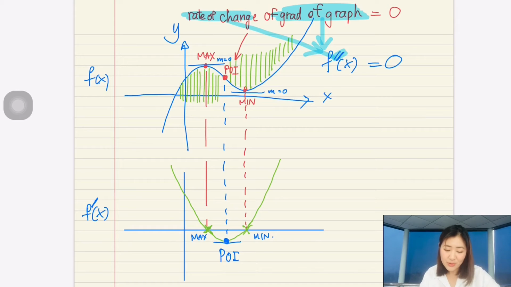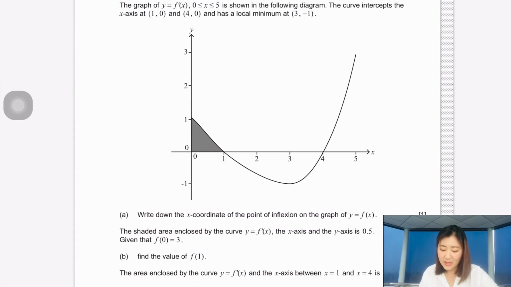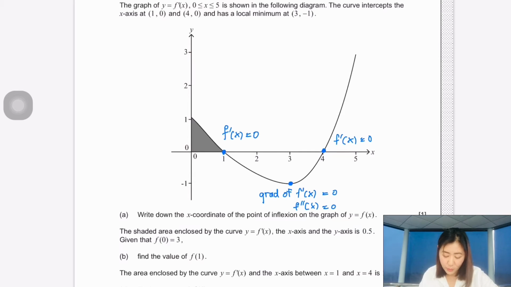So let's go back to our question here. This point is where f prime x equals 0, and this point is also where f prime x equals 0. But this point is where the gradient of f prime x equals 0, which is f double prime x equals 0, which means this point is the point of inflection. So question A, write down the x coordinate of the point of inflection. The x coordinate is 3.